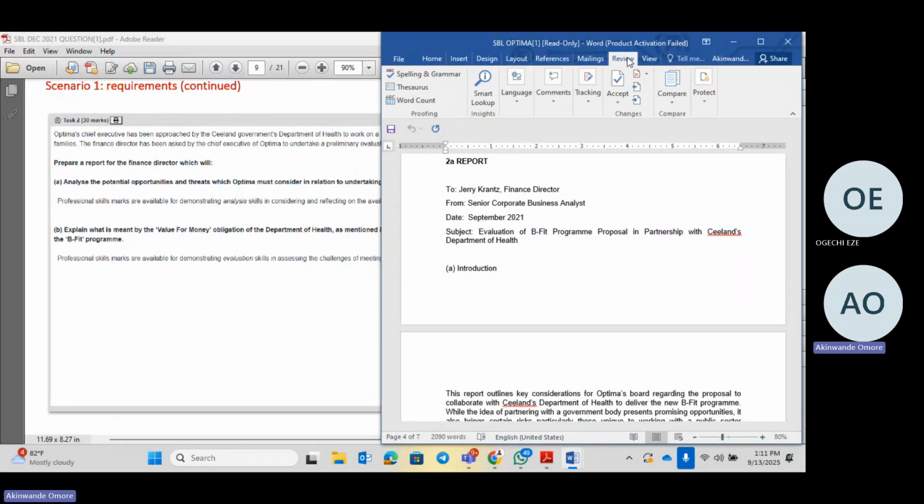Let me put it in review mode. So she will not say, "Oga, now you change what I wrote." Back up. So, people don't like to mark their work. She did not put her name here.